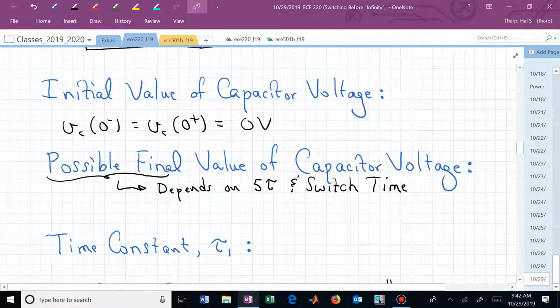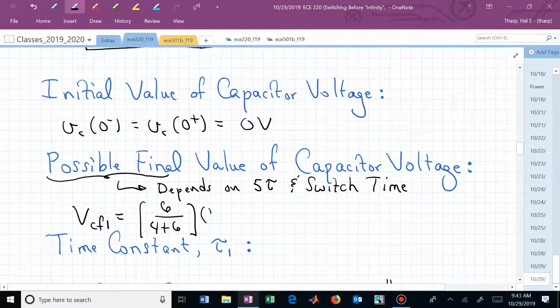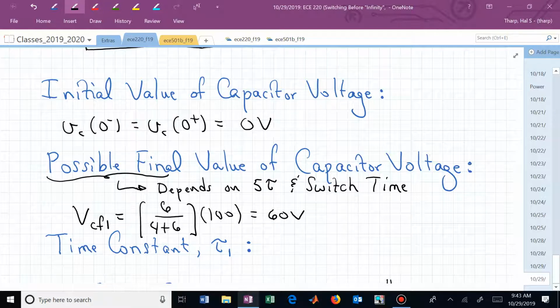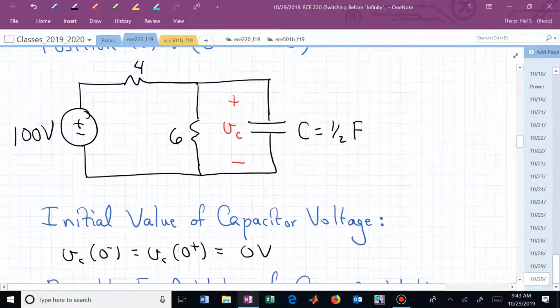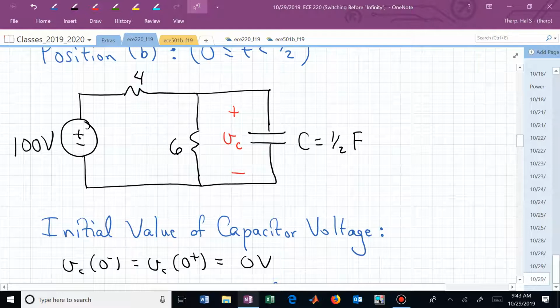Let me see if I can get some notation. Let's just say that this is V of our capacitor final 1. It's maybe not going to get there, but this is a voltage divider, so if we could, we would get to 60 volts. We start at 0, and if we were just now confronted with this circuit, we would go from 0 to 60.